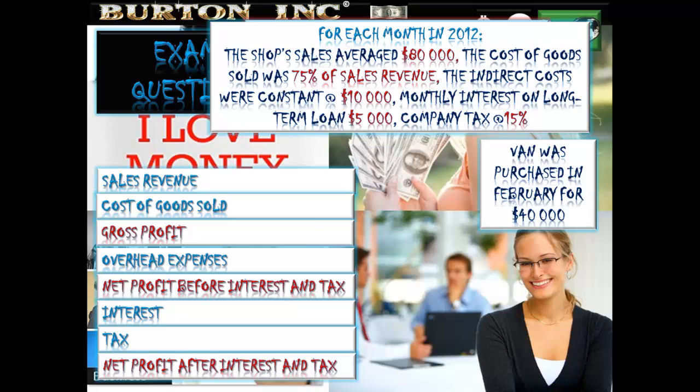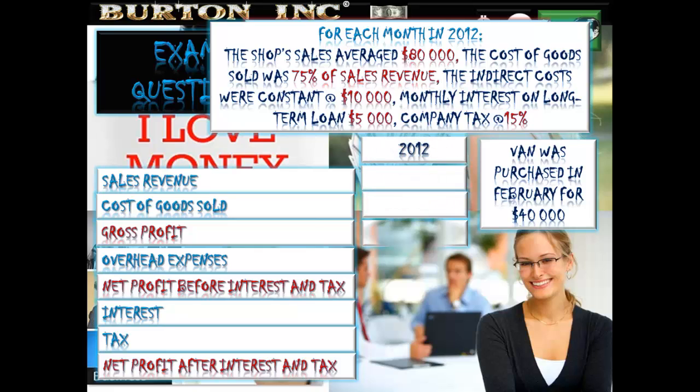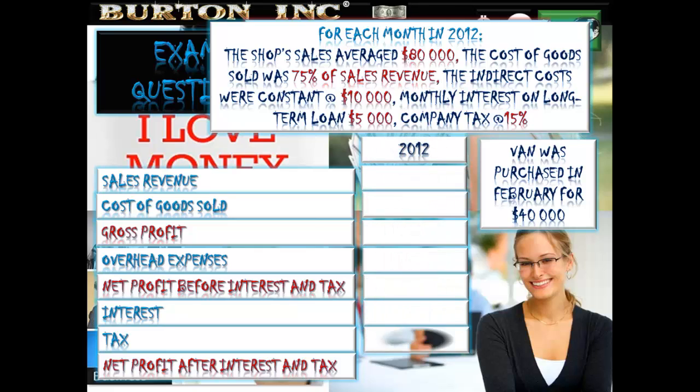It doesn't change. The structure doesn't change. Once we've got our structure in place, we'll put part of our table under the heading 2012. What's the first thing that we're going to have to do? We've been tricked.